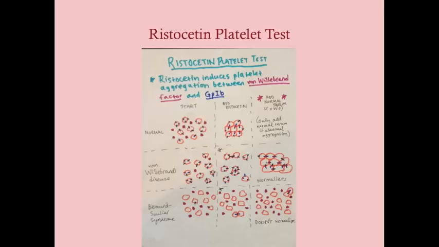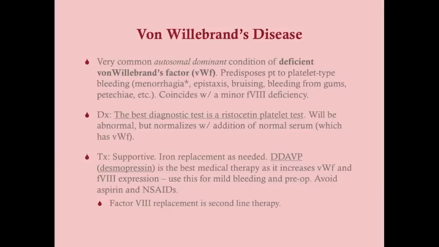Okay, so how do we treat von Willebrand's disease? It's primarily supportive. We give them iron replacement as needed. So if they are anemic, then we do replace them with iron. A lot of times we're going to have to do that because they lose blood. If they have significant bleeding, mild bleeding, a lot of times this will be women who are in their period or in patients that are going into surgery, then the best thing to give them medically is DDAVP, which is desmopressin.